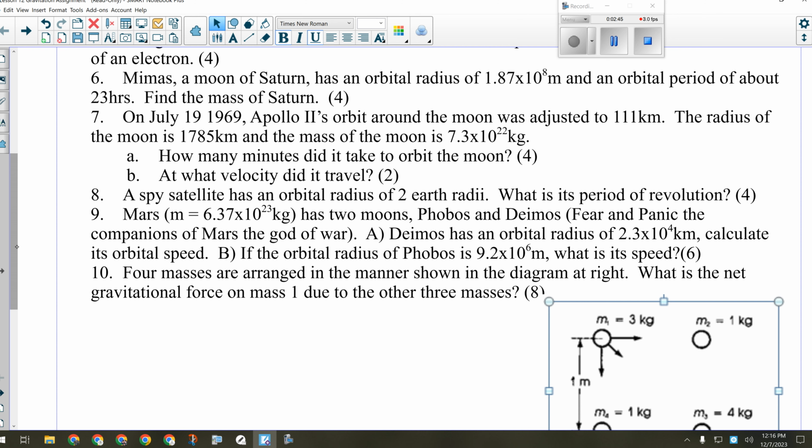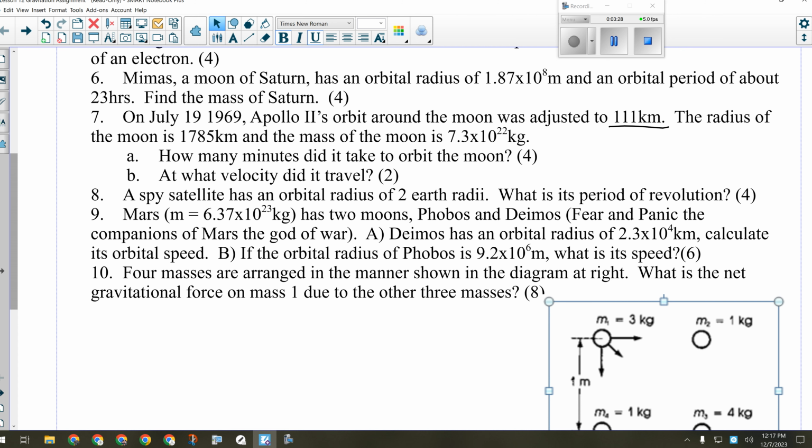Okay, number 7 is probably the trickiest of the satellite questions. Okay, a couple of things you need to watch for. You're given the orbital distance of 111 kilometers, and you're told the radius of the moon is 1,785 kilometers, and you're given the mass of the moon. So this number here is measured from the surface, okay, 111 kilometers from the surface. So we are looking for how many minutes it took to orbit the moon and the velocity of Apollo 2, okay, as it went around the moon.